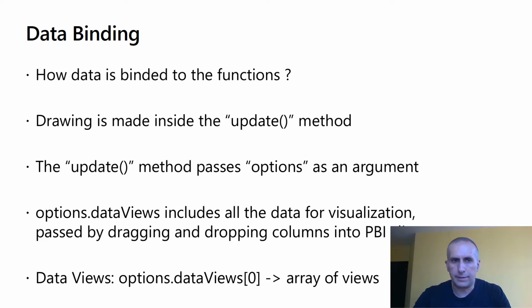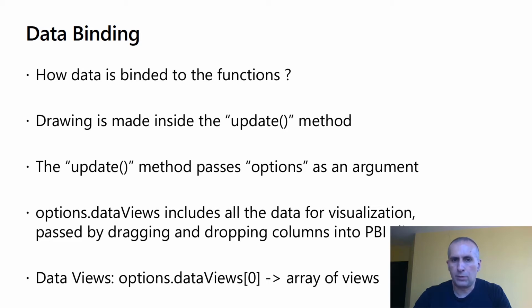People usually need to understand how data is bound to the functions, exactly how it happens, in which files, and what needs to be configured or added in specific files. You will see later in this presentation that the main file, which contains the logic for the visual, is usually visual.ts. It can be changed in configuration files, but in this file we have the method update, and in this method update, options are passed as an argument.